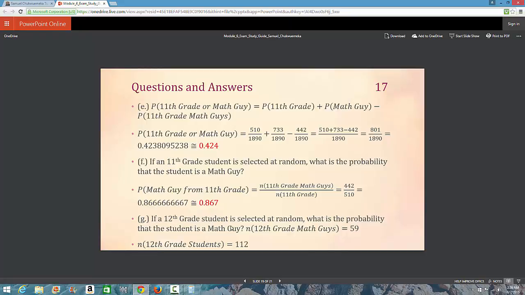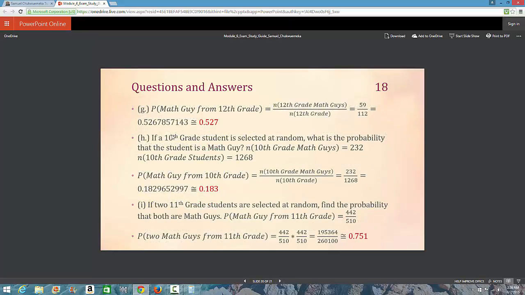G, if a 12th grade student, the same thing here. If a 12th grade student is selected at random, what is the probability that the student is a math guy? Here, our sample space is dealing with 12th grade. We are looking for an event of selecting a math guy from the 12th grade students. So this will be the cardinality of 12th grade math guys divided by the cardinality of 12th grade students.